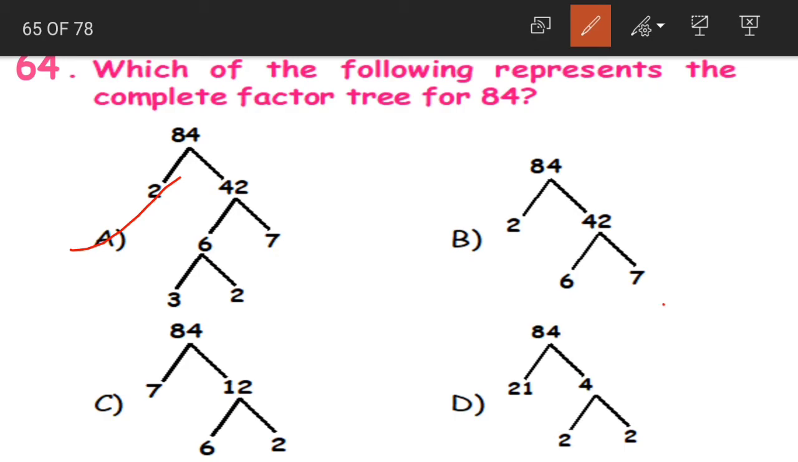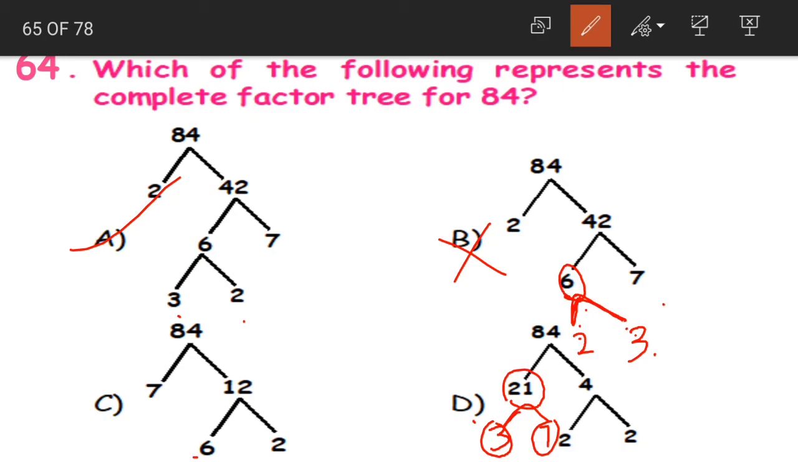Now why not option B? Because here we are having 6, which is a composite number. When we get a composite number, we still have to write the prime factors for it. So it should have been 2 3s are 6 or 3 2s are 6. So option B is not a correct answer. Even in option D, 21 is not a prime number. It should have been further split into 3 into 7. Here also 6 is not a prime number. The factor should have been written as 3 into 2.